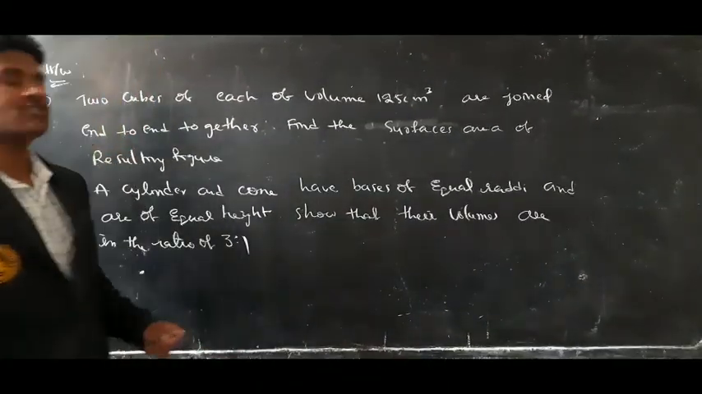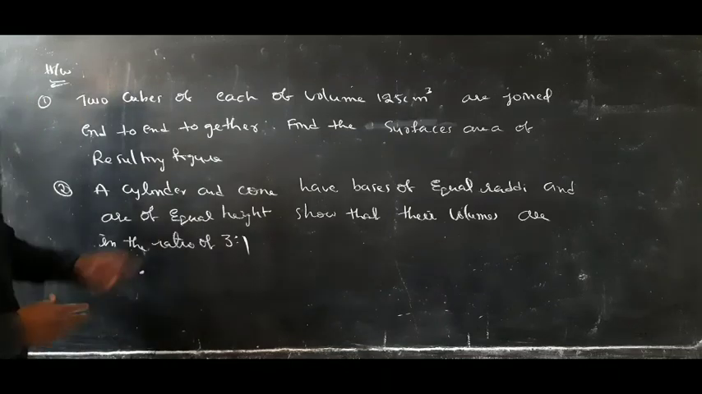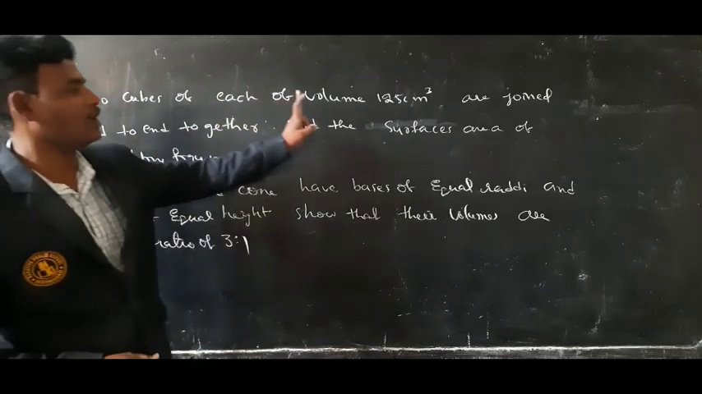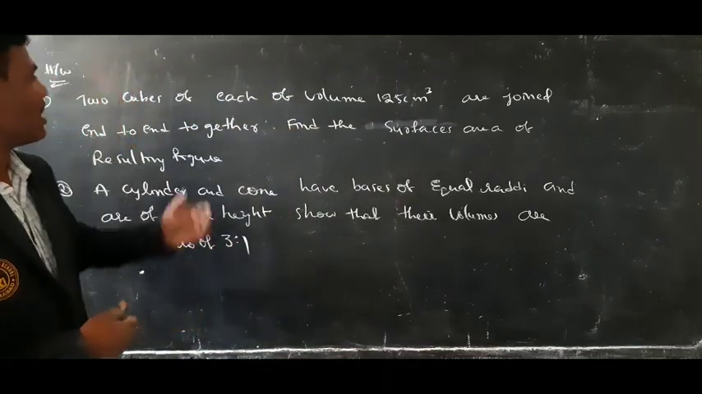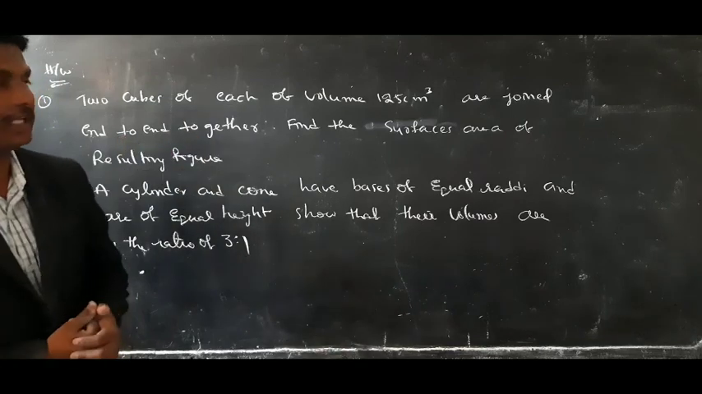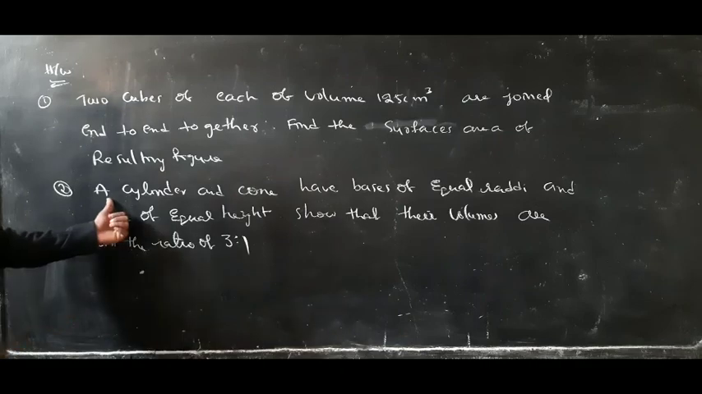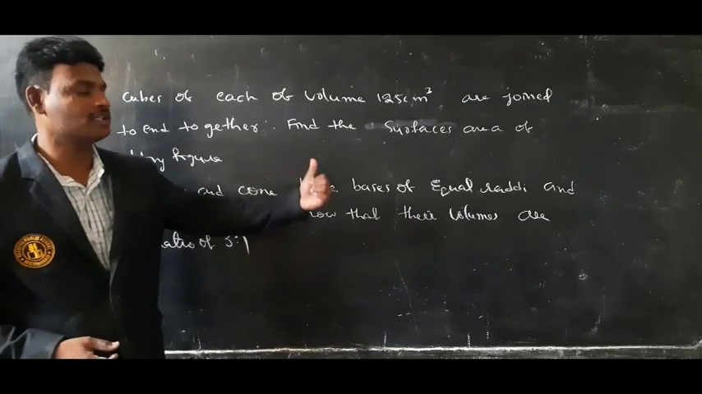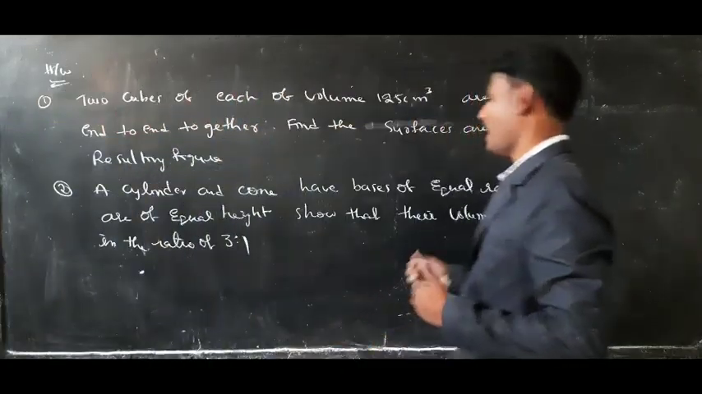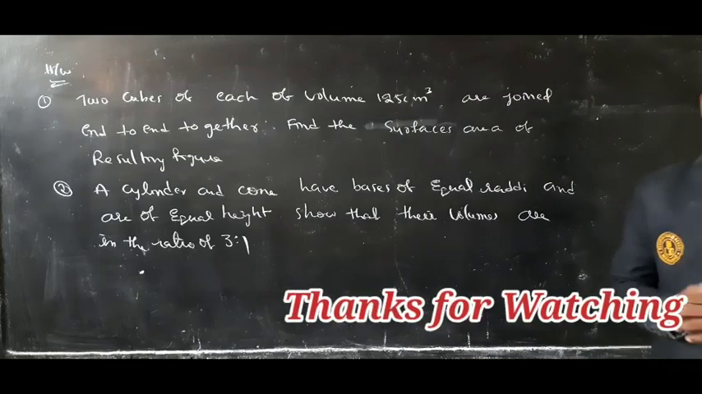So dear students, here is today's homework. 2 cubes, each of volume 125 centimeters cube, are joined end to end. Find the surface area of the resulting figure. A cylinder and a cone have bases of equal radius and equal heights. Find the ratio of their volumes.